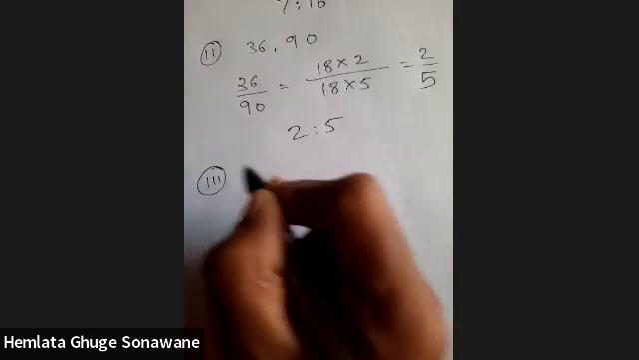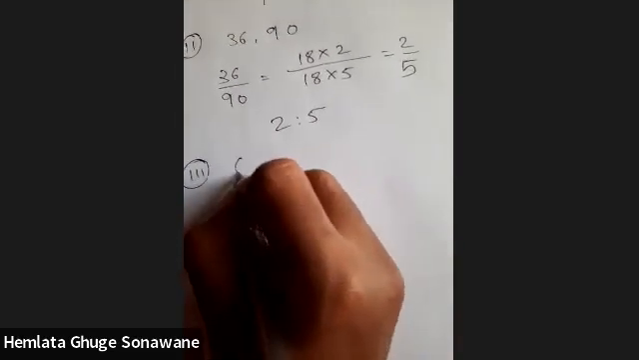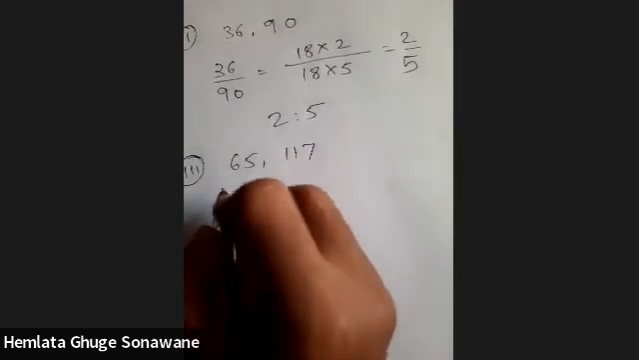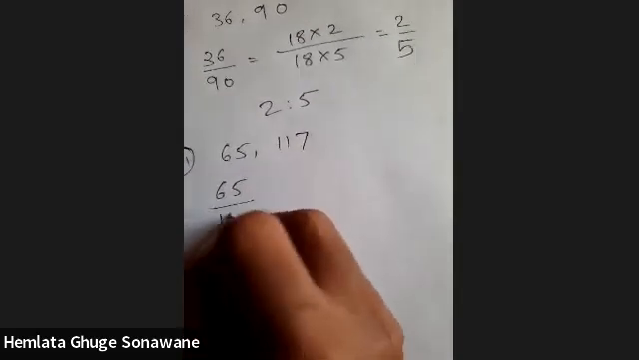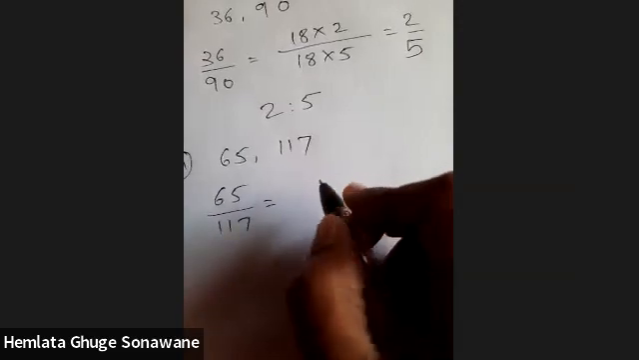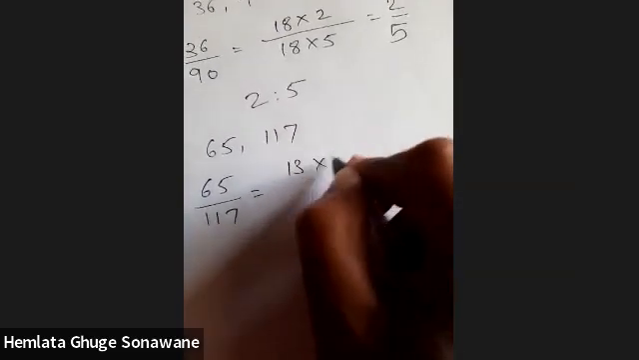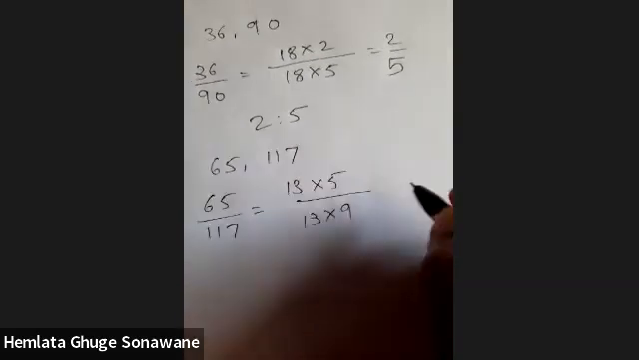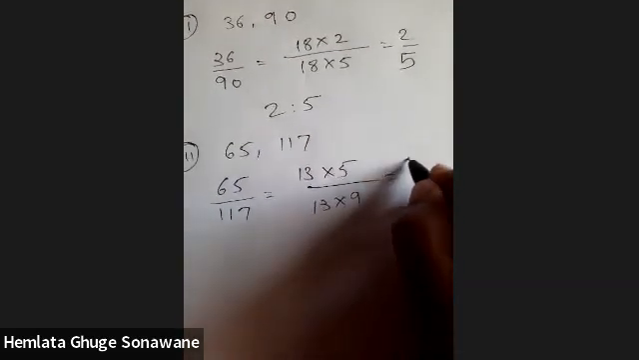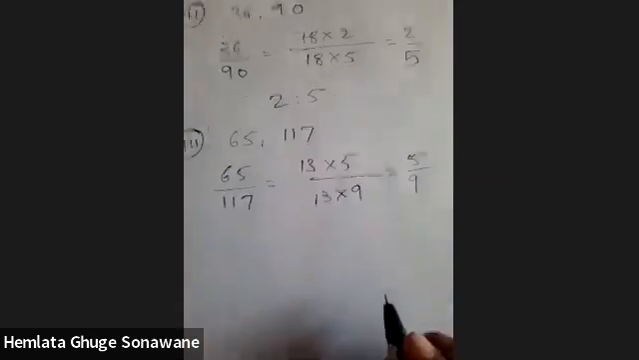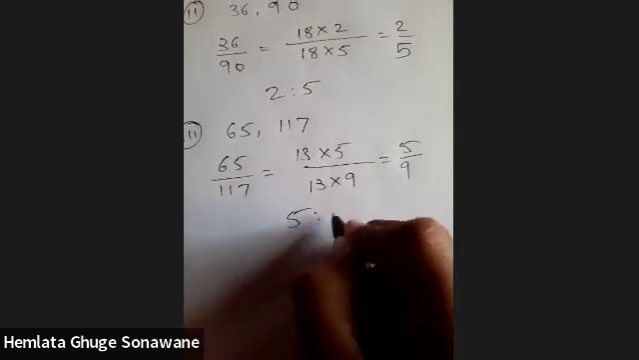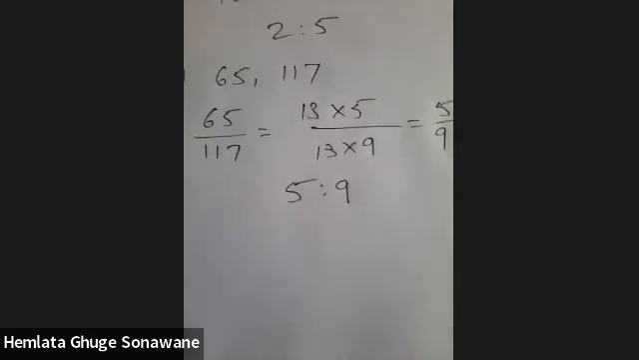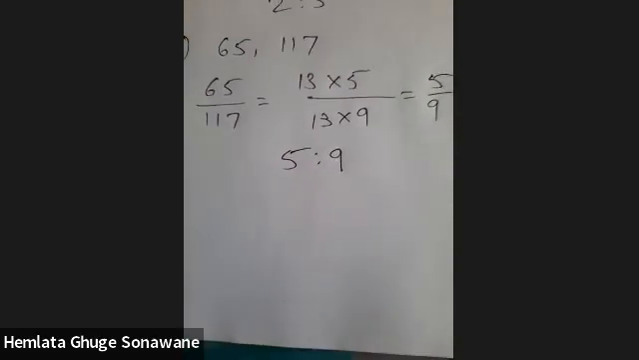Take third example, 65 and 170. We'll write 65 upon 170. Here 13 5s are 65, 13 10s are 170. So it becomes 5 upon 10. That is 5 is to 10. This is the reduced form of 65 and 170.